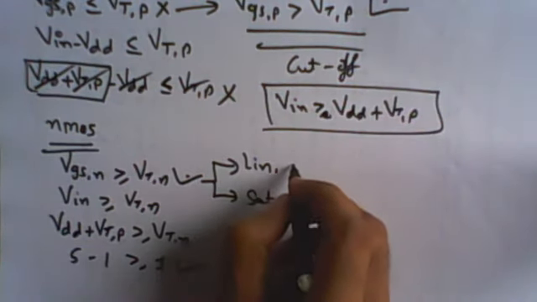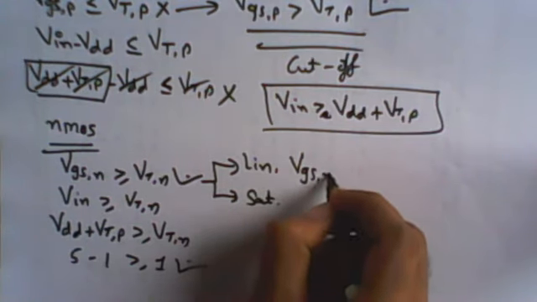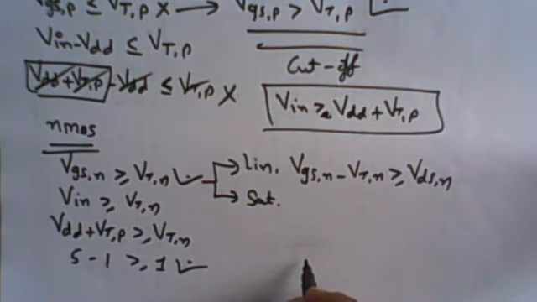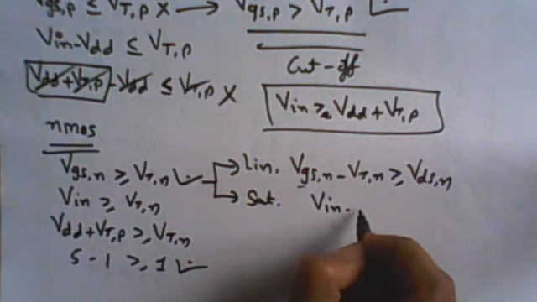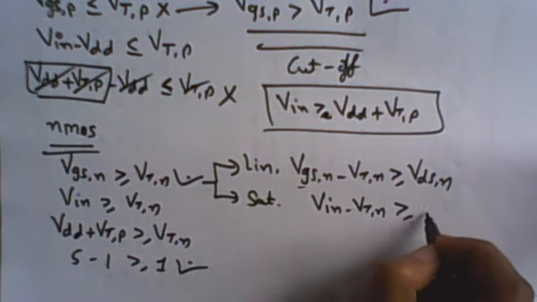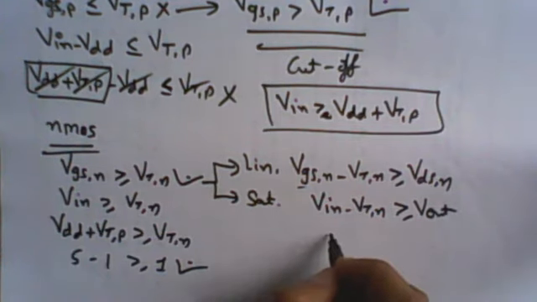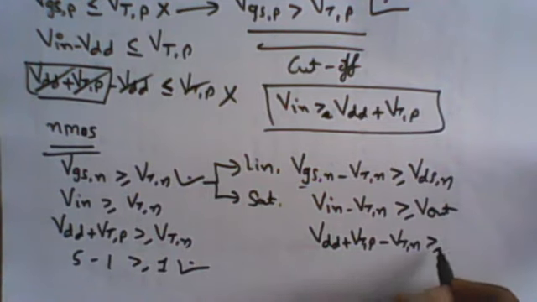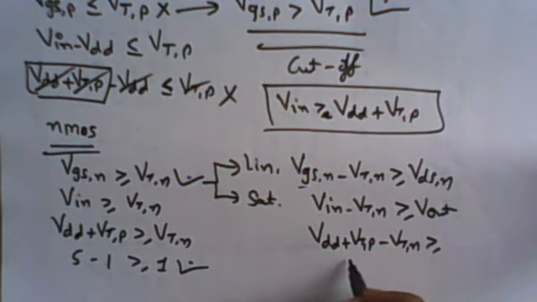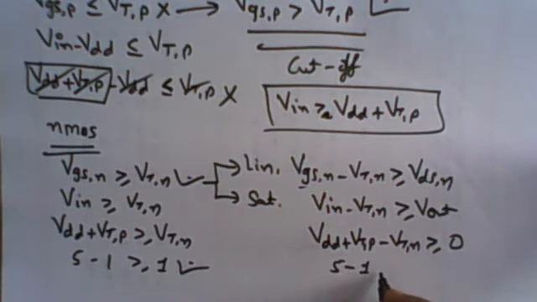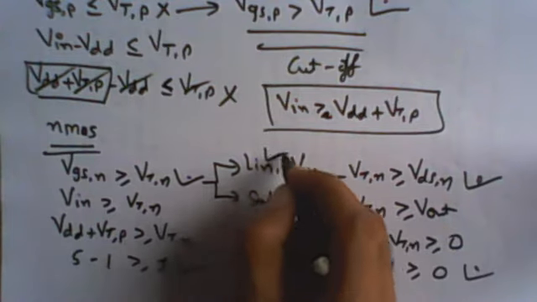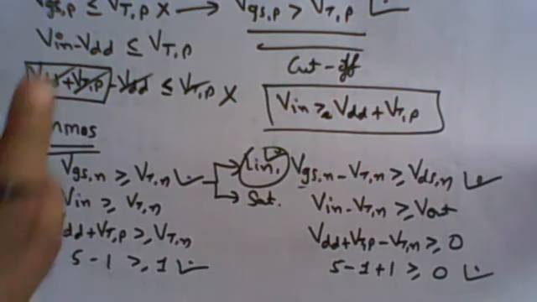So let me find whether it is operating in linear or saturation. Is VGS of n minus VT of n greater than the VDS of n or not? So VGS of n is the input minus VT of n, and it must be greater than the output. Input here is VDD plus VTP minus VT, and when input is greater than VDD plus VTP, the output goes to 0. So 5 minus 1 plus 1 is greater than 0. Yes, this condition is satisfied. That means the nMOSFET is operating in a linear region.